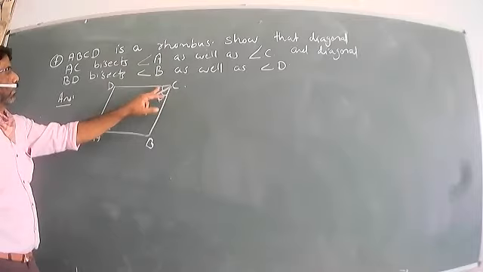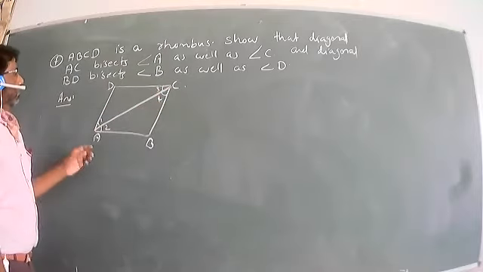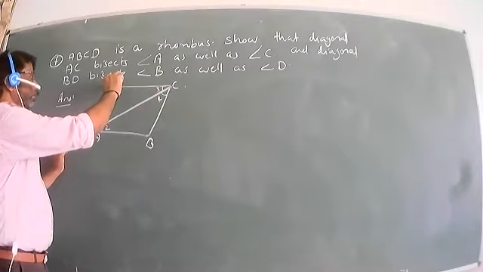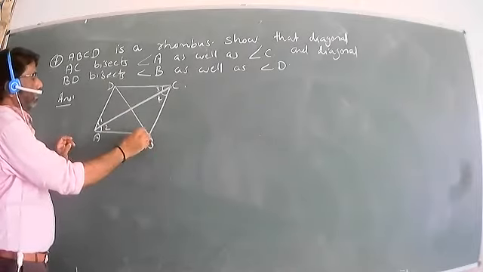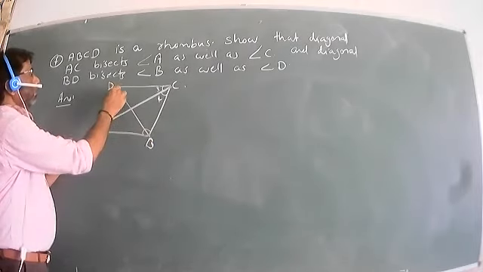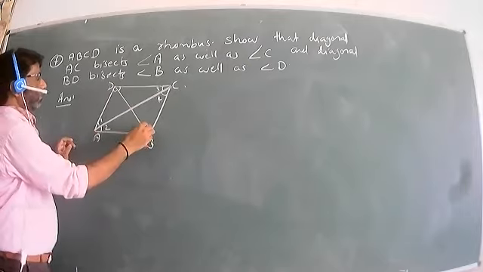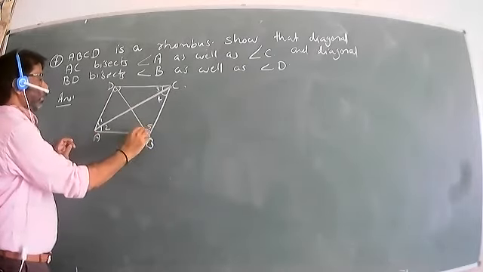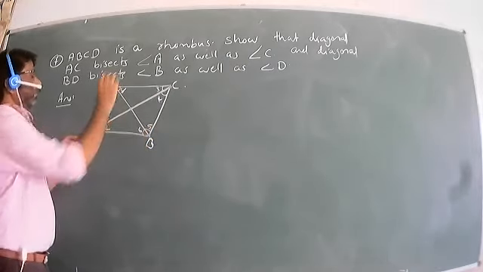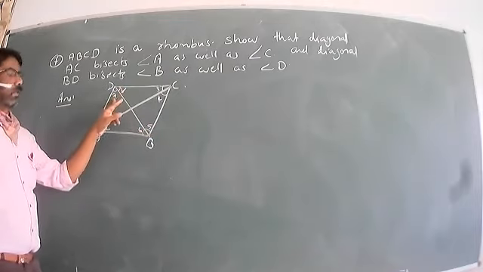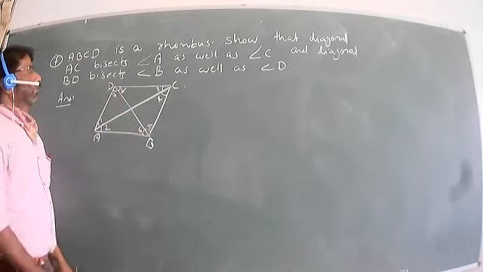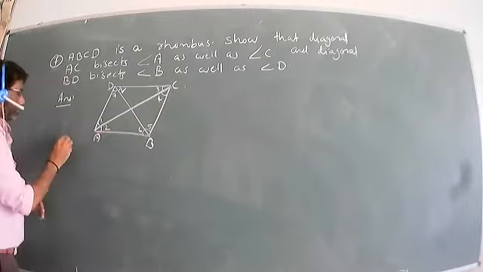Similarly, angle 3 is equal to angle 4. Then another diagonal BD, this diagonal BD bisects angle B as well as angle D. Let us give the name of this angle 5, 6, 7, 8. We have to prove angle 5 is equal to angle 6, angle 8 is equal to angle 7. This is the task. So let us write given.